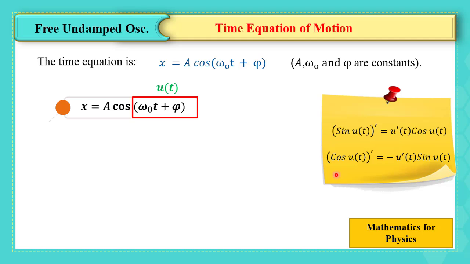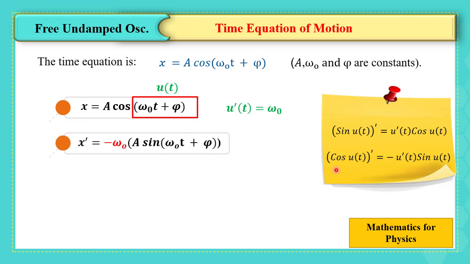So in this equation, we have omega 0 t plus phi as the function u of t. What is the derivative of u of t? In this case, it is a function of the form omega 0 t plus phi, where phi is constant, as we said before, and omega 0 is constant, then the derivative of omega 0 t plus phi is just omega 0. Now, x prime is minus omega 0 times a sine of omega 0 t plus phi.